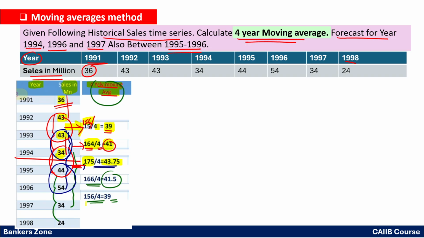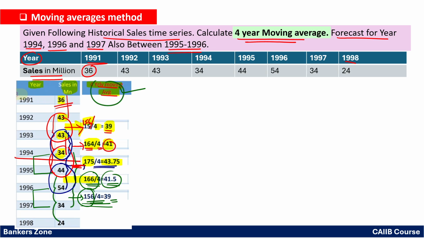In the next, you can write here. Again consider the 2 values from the top, that is 34 plus 44, and 2 values from the bottom, that is 54 plus 34. So our total will be 166 divided by 4, you will get 41.5. Similarly, here consider 2 values from the top, 44 plus 54, and 34 plus 24. The total will be 156 divided by 4, you will get 39. So these are the 4-year moving averages.